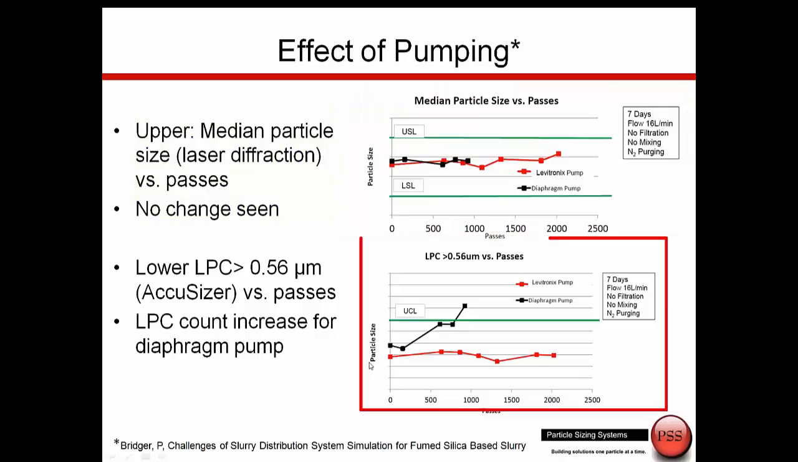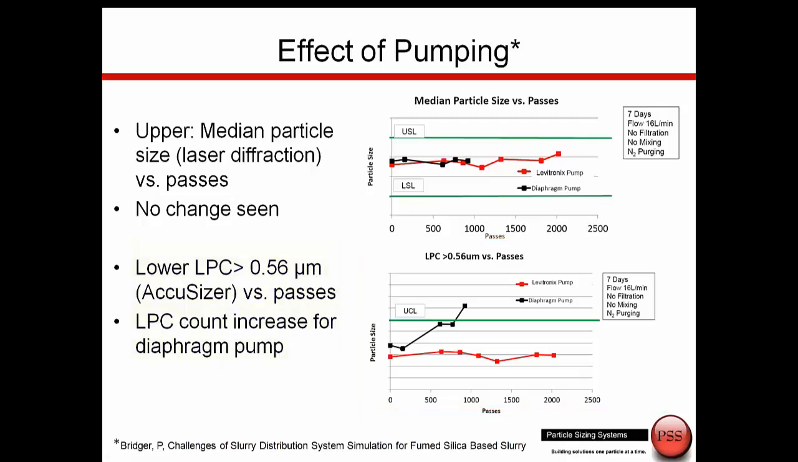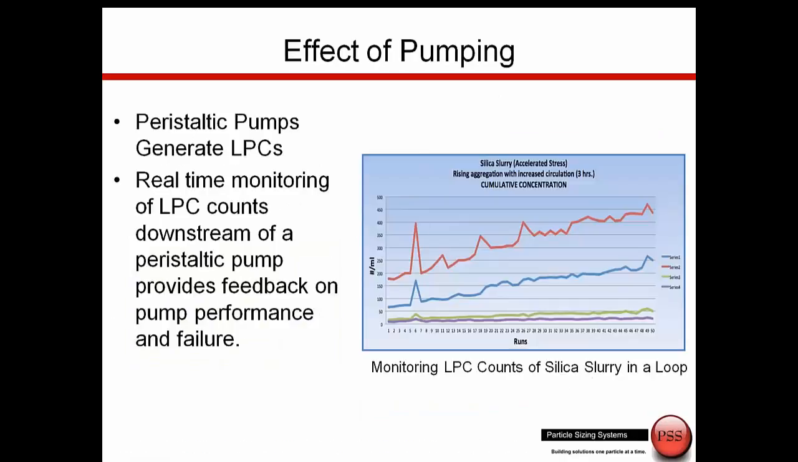But then in the same study, they were also doing measurements with the AccuSizer, looking at the large particle count as they defined as larger than about a half a micron. And the AccuSizer actually caught the large particle count increase on the diaphragm pump, which wouldn't have been caught using the laser diffraction analyzer. So this is a point, again, diffraction, good way to find the mean size. The AccuSizer, the best way to find this large particle count. And in this case, it was very sensitive and could help people pick out which is the best pump for this particular process to reduce the large particle count.